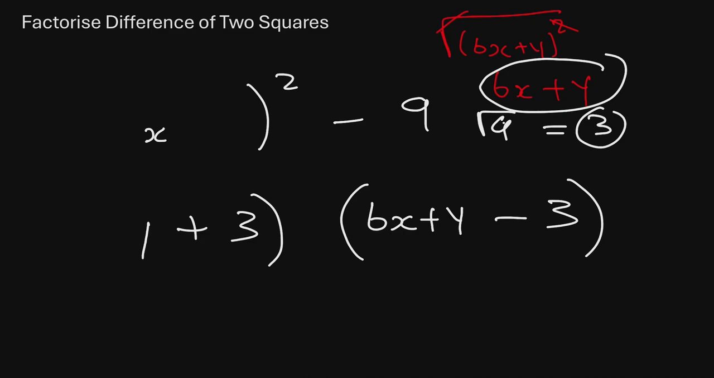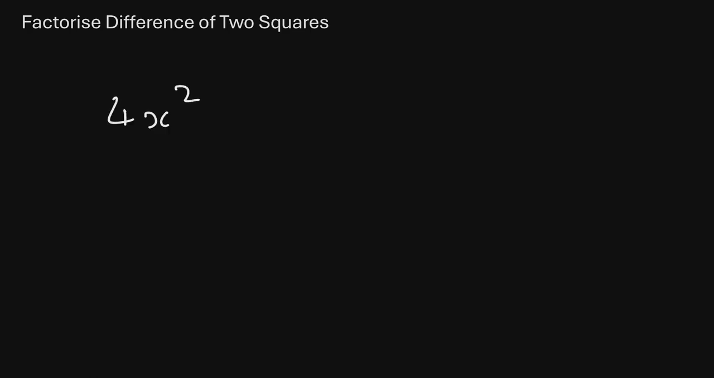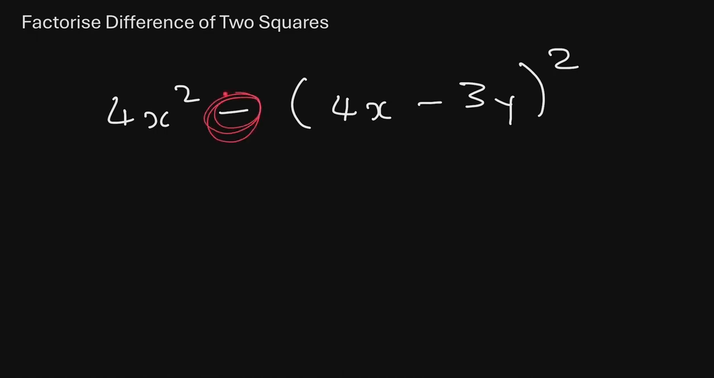So now let us move on and do another example. Remember, you can pause the video and try the example by yourself. So let's say we have 4x squared minus 4x minus 3y all squared. The first thing we do is identify if we have a difference. Difference means minus. And then we check if this is a perfect square and if that is a perfect square. So how do we check that a number is a perfect square? We put 4x squared under a square root, and that will give us 2x. So it's a perfect square.